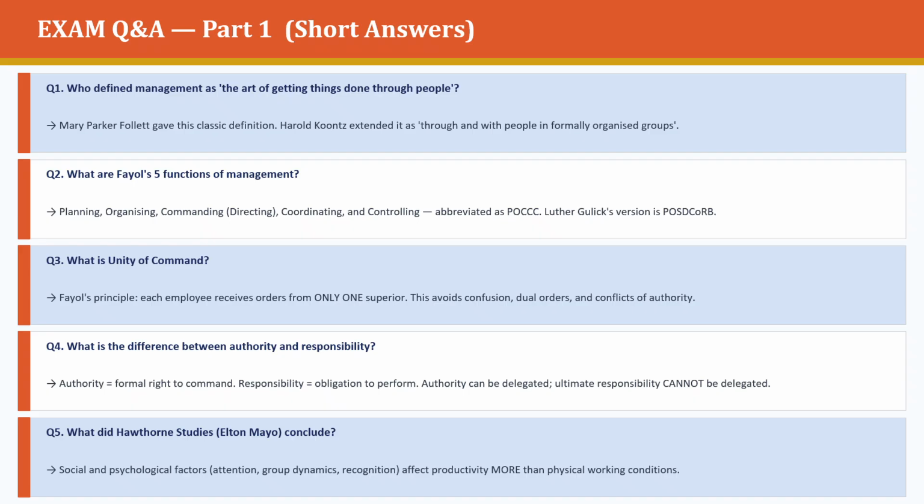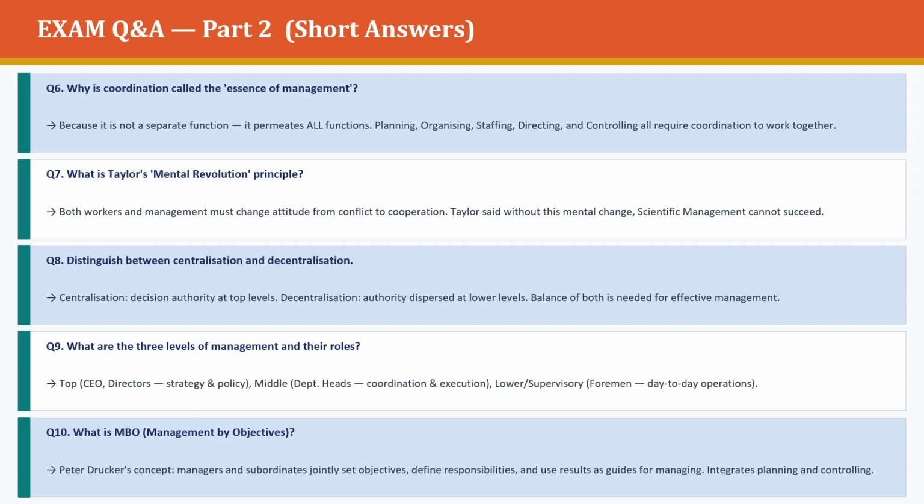The Hawthorne studies by Elton Mayo concluded that social and psychological factors have a greater impact on productivity than physical conditions. Exam Q&A Part 2. This slide includes more short questions. Coordination is called the essence of management because it integrates all functions.